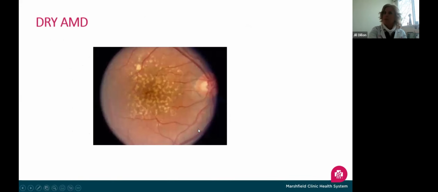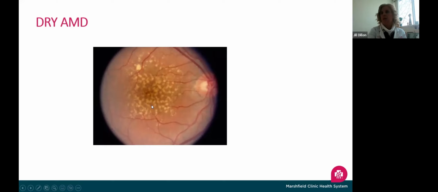So let me show you a couple of pictures. This is dry macular degeneration. Now, this is the back of the eye. This is the retina, and this happens to be the right eye on somebody. And this is over here where you see my cursor is the optic nerve. Over here in this center area is the macula.